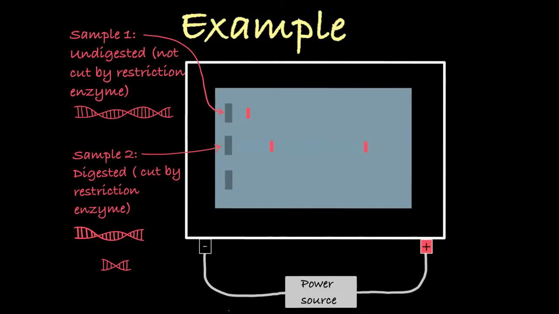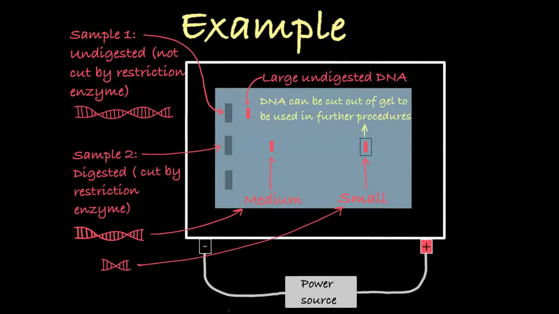In the first lane, we can see that our large undigested molecules do not move very far in the gel. In the second lane, we can clearly see two separate bands of DNA. We have successfully separated these two different sized fragments, the medium here and the small here. And we can cut either one of these fragments out of the gel to use the DNA in further lab protocols, perhaps by inserting it into a plasmid and transforming some bacterial cells.